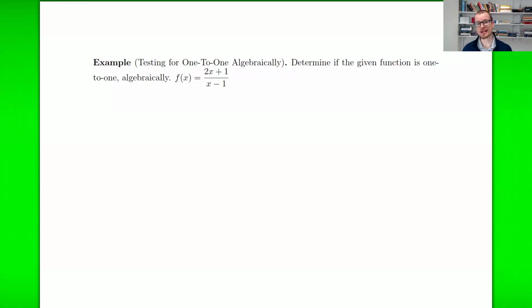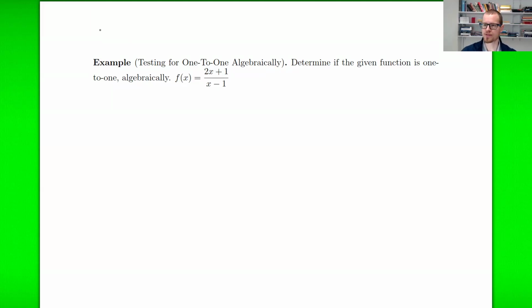Welcome. We want to take a look at an example of showing that a function is one-to-one algebraically. We've previously seen examples of observing whether we think it is one-to-one using a graph, and we've been able to show that it's not one-to-one by giving a particular example, and that's perfect. In this case, what we want to do is show that it is, using the definition of one-to-one or one of those equivalencies.